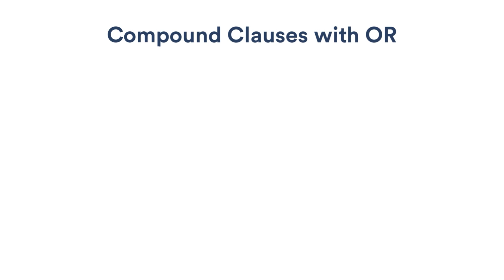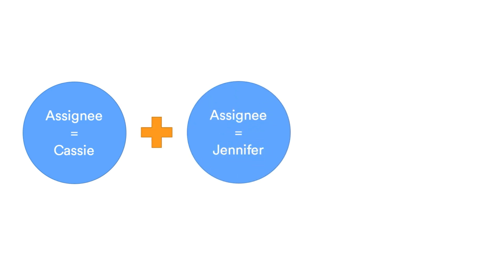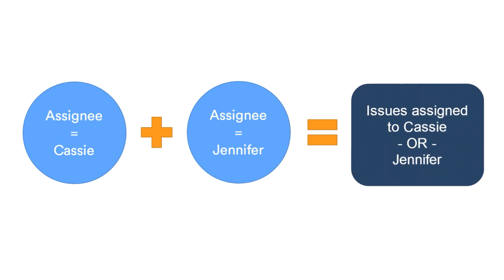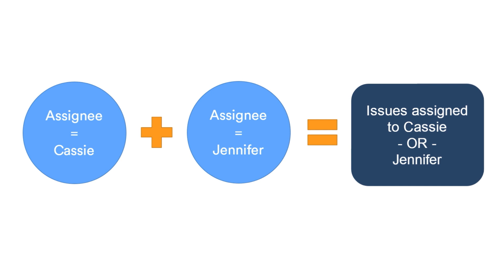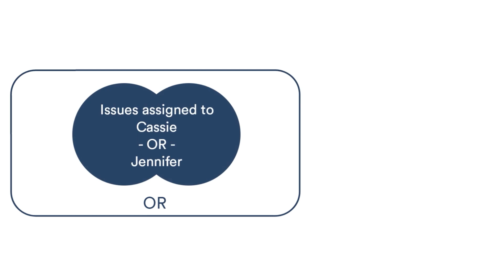So to find what you want, you're effectively creating two queries, one that looks for issues assigned to Cassie and one that looks for issues assigned to Jennifer. What you're looking for are issues where either criterion applies. This is another example of a compound clause, two or more simple clauses added together, like when we learned about and. Remember, when we did an and search, graphically it looked like this. But with an or search, the diagram looks like this. You can see how much bigger the potential result set is when you use or.